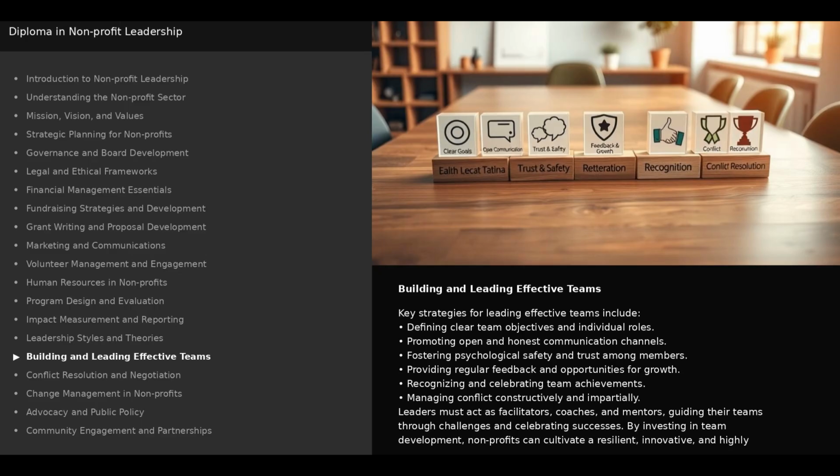conflict constructively and impartially. Leaders must act as facilitators, coaches, and mentors, guiding their teams through challenges and celebrating successes. By investing in team development, nonprofits can cultivate a resilient, innovative, and highly engaged workforce dedicated to advancing their mission. Strong teams are the engine of nonprofit impact.